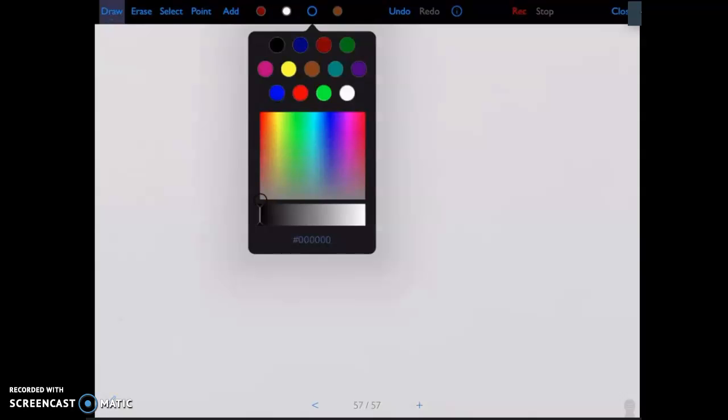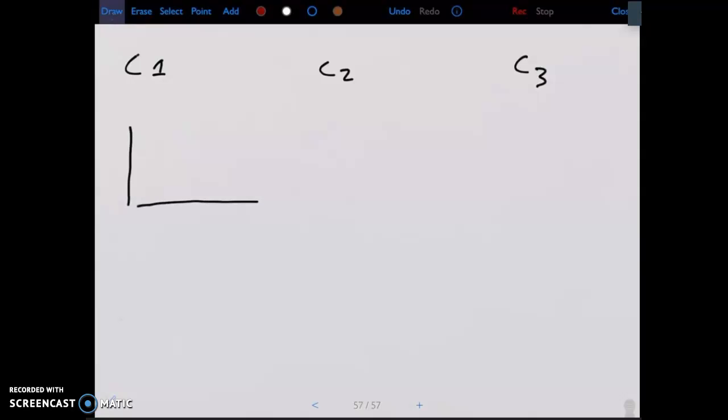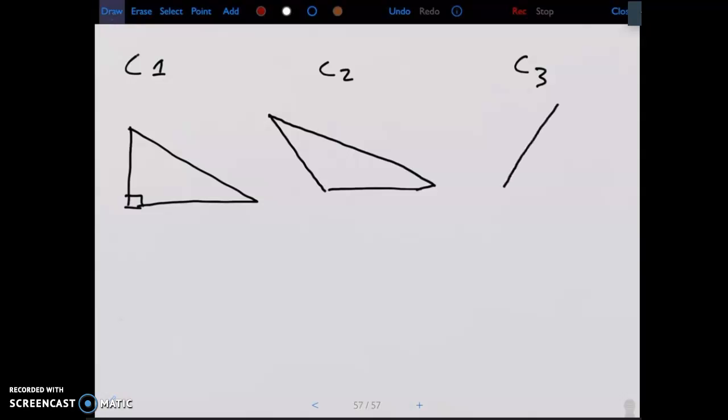So, assuming it is a triangle, you're trying to figure out if it's right, acute, or obtuse. Assuming it is a triangle, here are 3 cases. Case 1, case 2, case 3. If a squared plus b squared equals c squared, it is a right triangle. If the hypotenuse is bigger than the sum of the two sides squared, then it's an obtuse triangle. And if a squared plus b squared is greater than the hypotenuse squared, it's an acute triangle. Right?